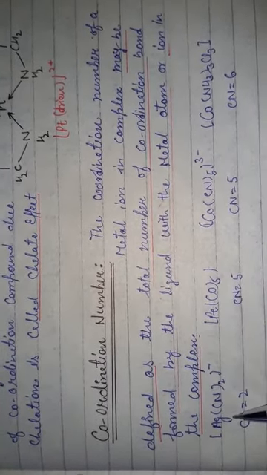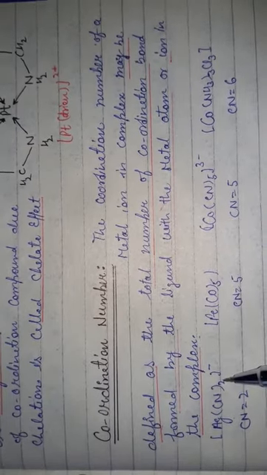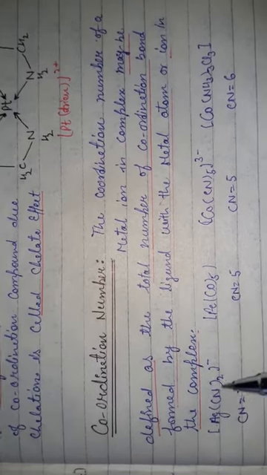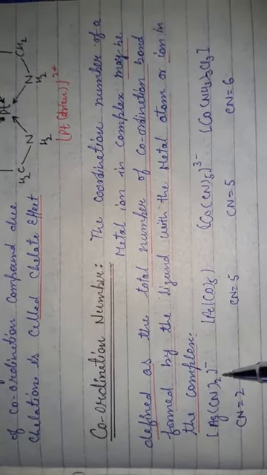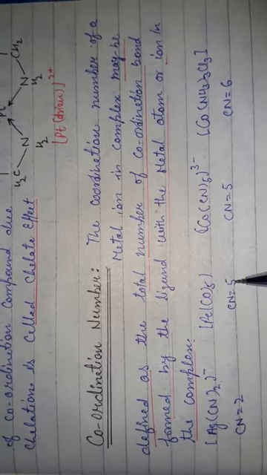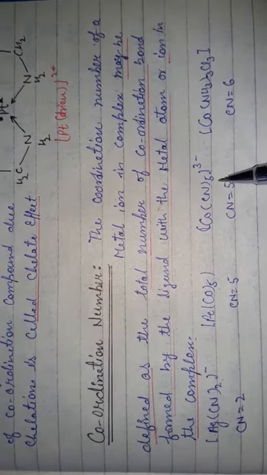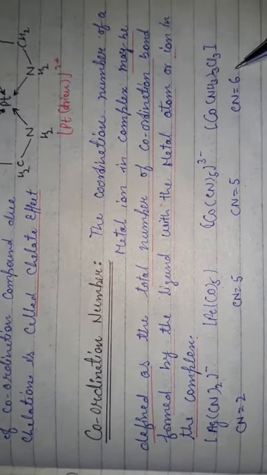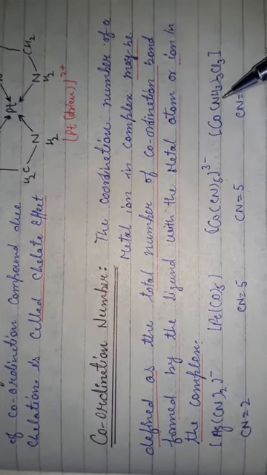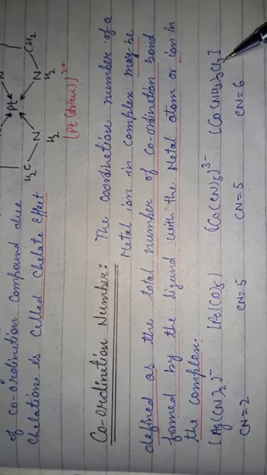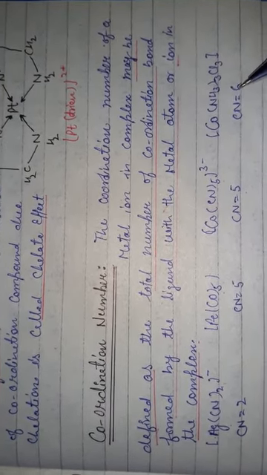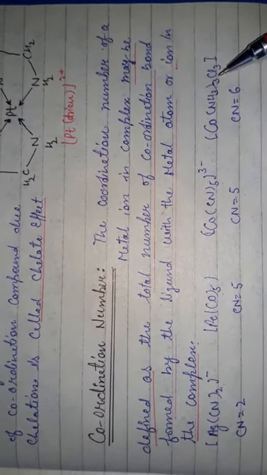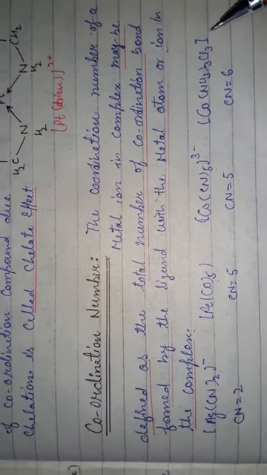You can see some examples here. Here the total number of cyanide ligands bonded with the central metal atom or ion is 2, so the coordination number is 2. This example has coordination number 5. In this example the coordination number is 6, because there are 3 molecules of ammonia and similarly 3 chlorines, and adding 3 and 3 gives 6. So that's why the coordination number is 6 in this complex.